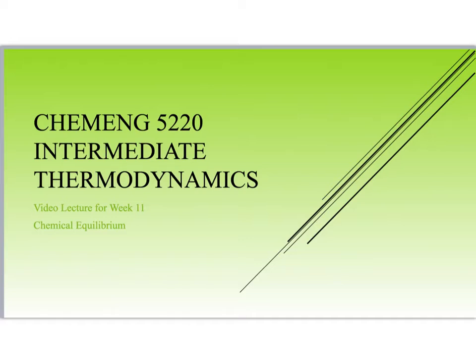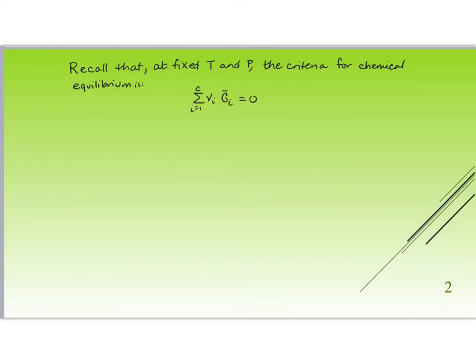In this lesson, we're going to be looking at chemical equilibrium and developing the equilibrium constant. So you may recall that in previous lessons, we've seen that at fixed temperature and pressure, the criteria for chemical equilibrium can be written as the sum over all the components of the stoichiometric coefficients, nu, times the partial molar Gibbs energies for the species, and that sum will be equal to 0.